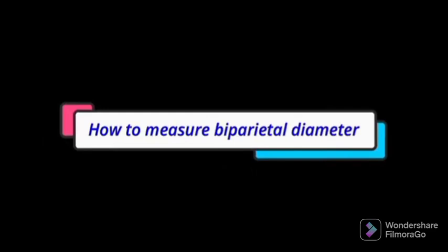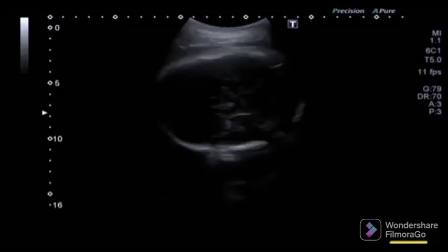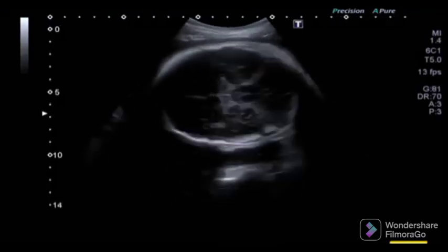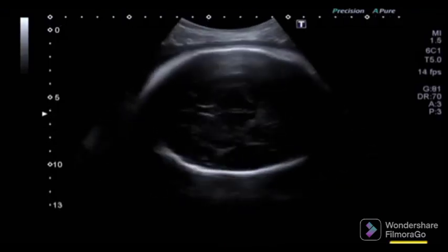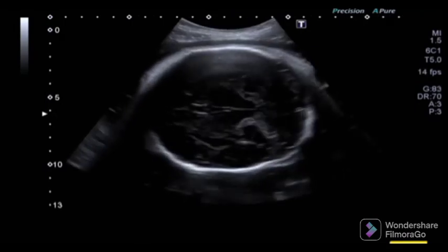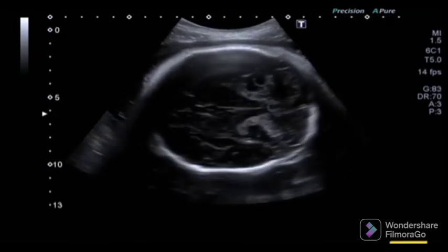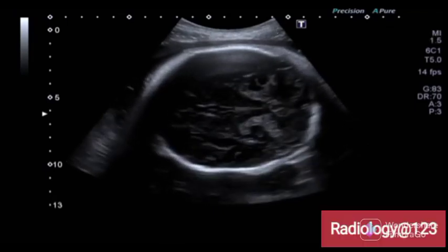How to measure biparietal diameter. First, obtain an axial view of the skull. In this view, the thalami, the midline falx, and the cavum septum pellucidum should be visualized.